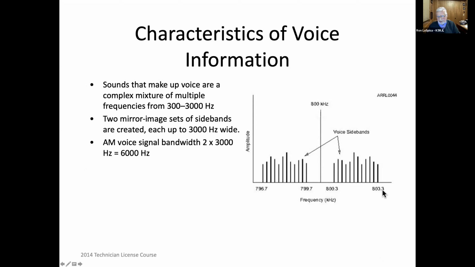Remember that this is a mistake. It should be 0 right there, and this should say 797. So the bandwidth of this particular voice signal is 2 times 3,000 hertz, or 6,000 hertz. So the bandwidth of our strangely limited signal that we're going to process is 6,000 hertz, or 6 kilohertz. Okay, have we lost anybody? All right, let's move on from here.